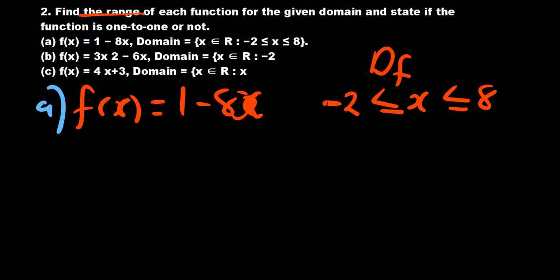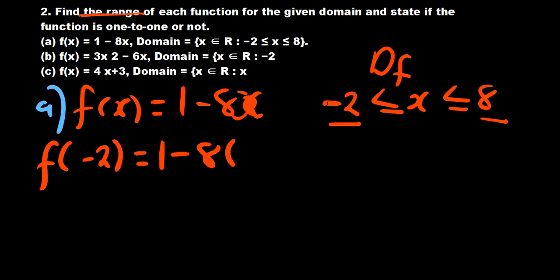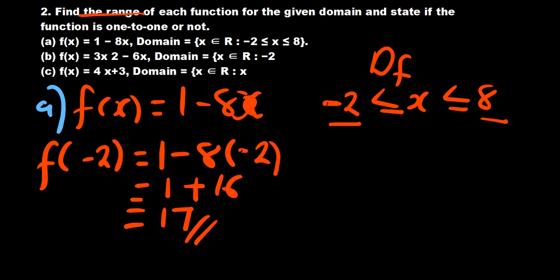They've given us the domain, but we're told to find the range and to state if the function is one-to-one. So to find the range, we'll start at x = -2 and at x = 8. At x = -2, f(-2) = 1 - 8(-2). Since x is -2 here, the minus becomes positive. 8 multiplied by 2 is 16, so this gives us 17. This is at x = -2.